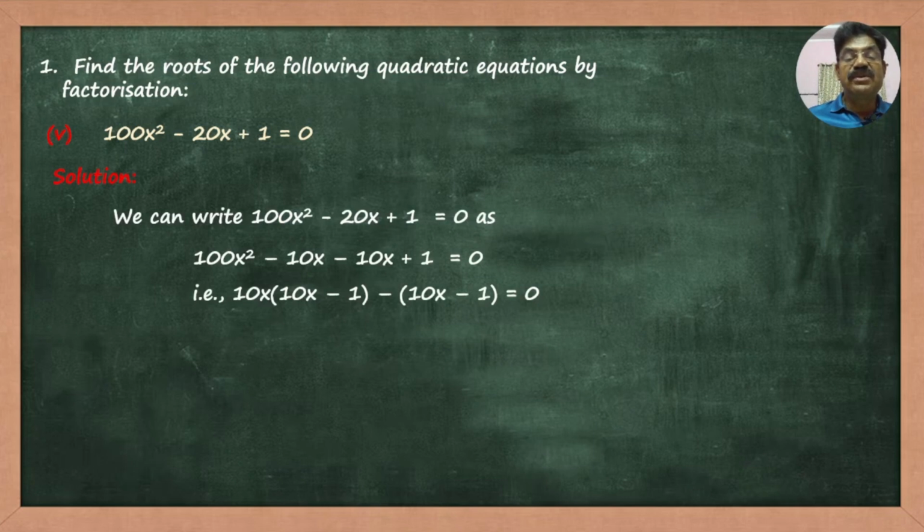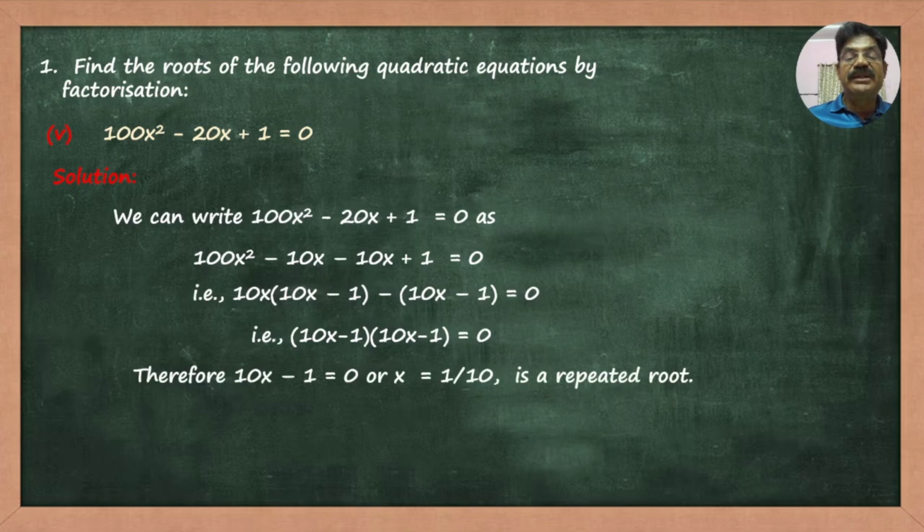10x is common, so 10x minus 1, minus 1 is common, is equal to 0. Therefore, it is 10x minus 1 into 10x minus 1. So, here also it is a repeated root. Therefore, the roots of the given equation are 1 by 10, 1 by 10.